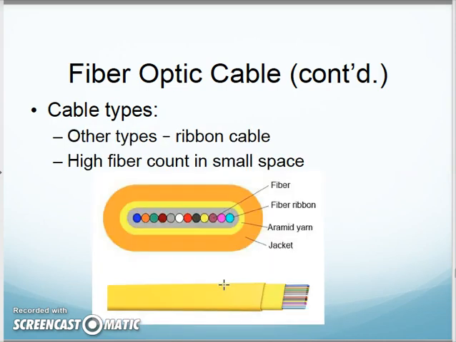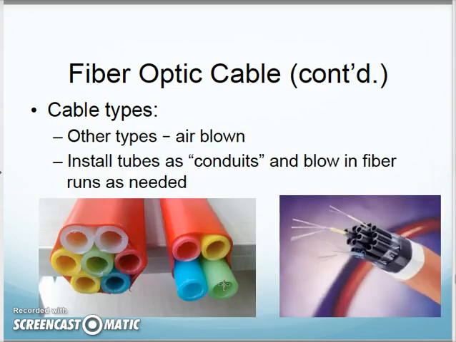They do have a couple other types of fiber. Here's a ribbon cable. This is a newer type of fiber optic cable. This one's flat, so it should take up less space, so you can get more fibers in a tray kind of deal. High fiber count, small space. And then another type they briefly mentioned is air-blown fiber. And I wanted to show you an example of that.